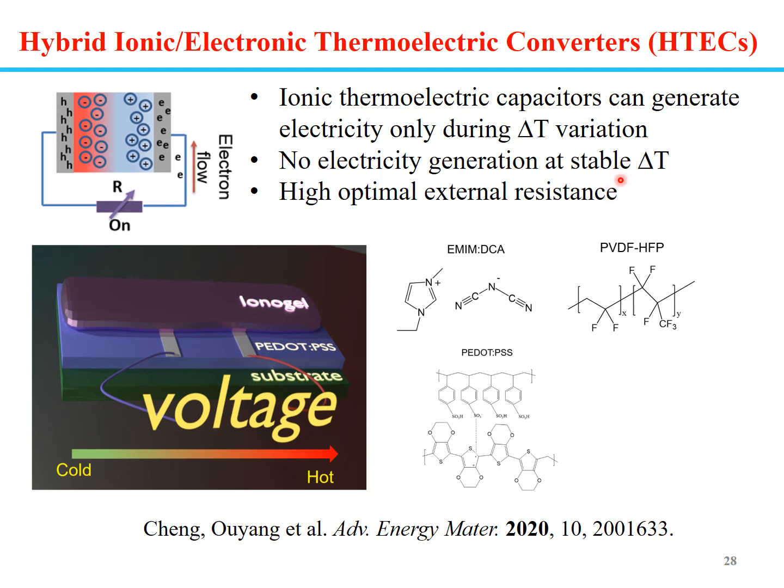In addition, their optimal external resistance is quite high, several orders higher than that of a thermoelectric generator. Then we invented a device called the hybrid ionic electronic thermoelectric converter, HTEC in short. This device has two layers. The bottom layer is an electronic conductor, like PEDOT:PSS. The top layer is ionogel. We use EMIM DCA and PVDF-HFP ionogel.